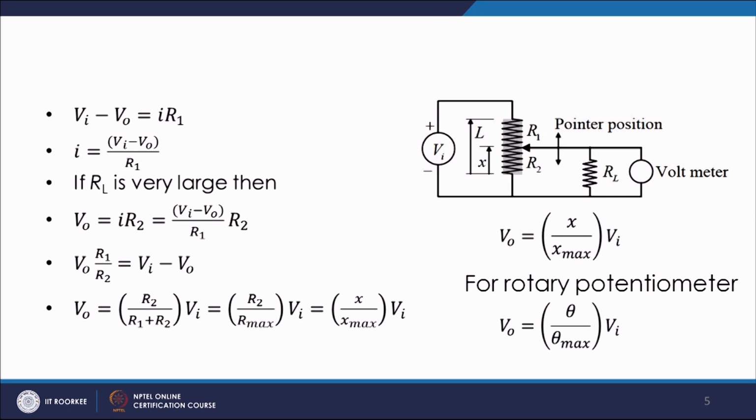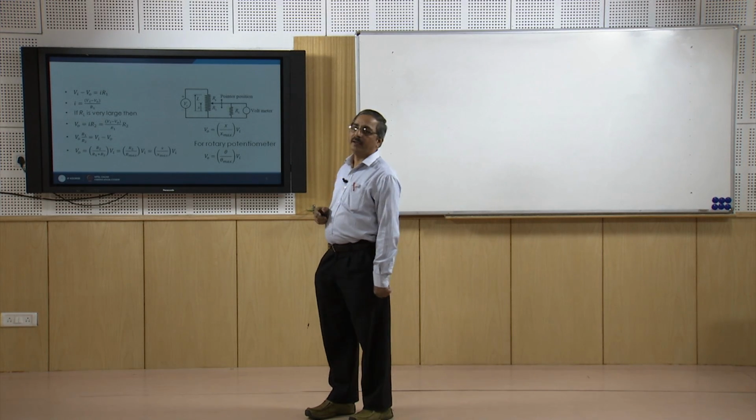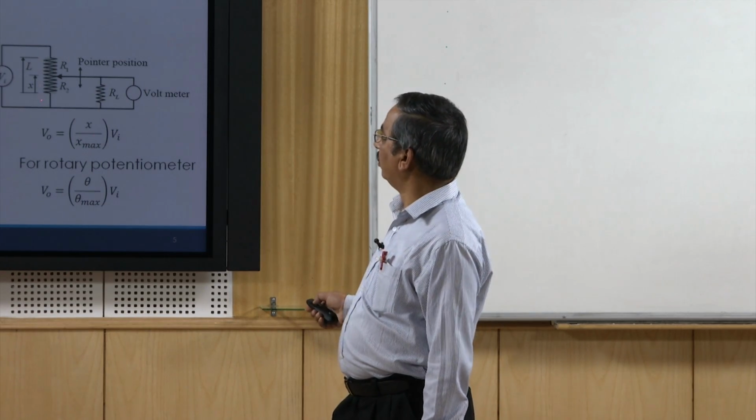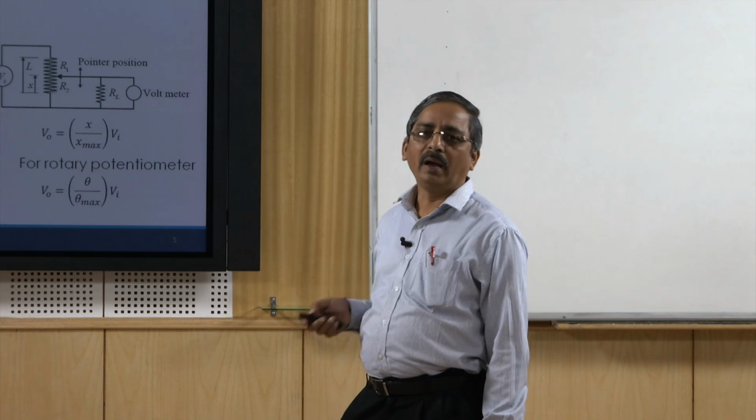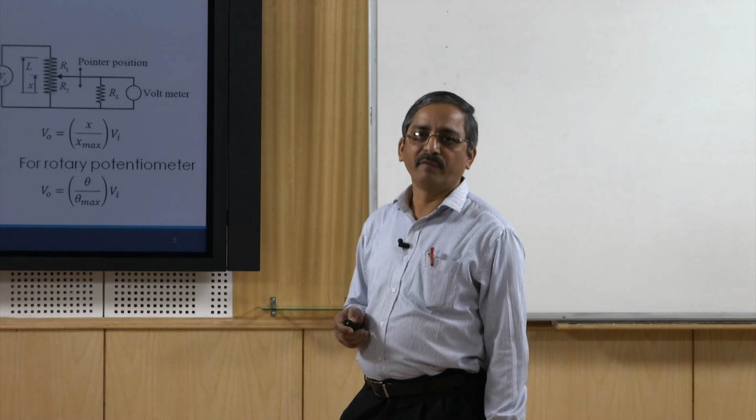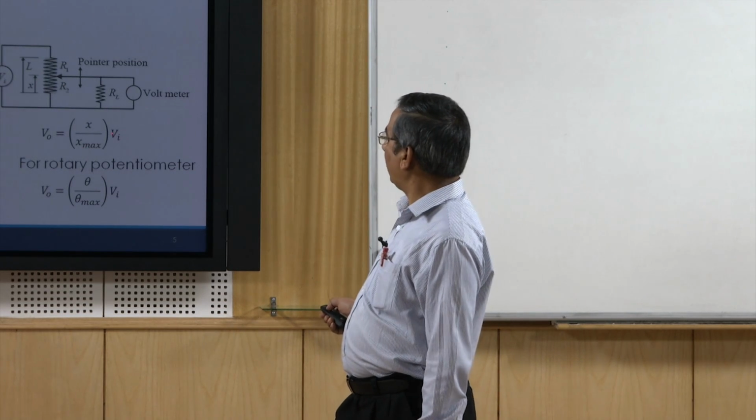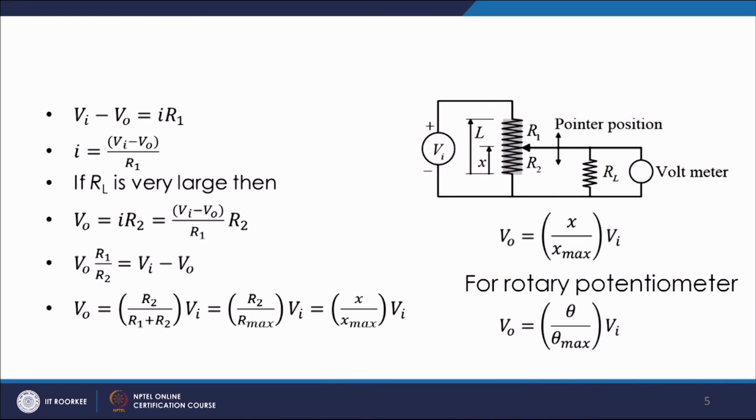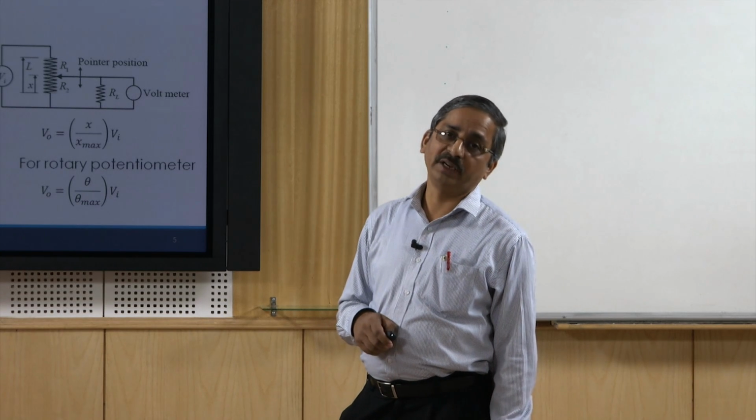So, basically the linear motion x is getting converted into the output voltage Vo. And x max, of course, I know, is the maximum distance up to which my pointer can move to the extreme value. So this value is known, this value is also known, and for a given x I will be getting a proportional voltage. This is how we can explain the potentiometer.